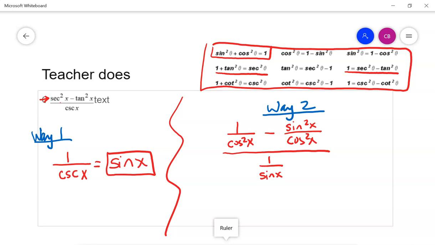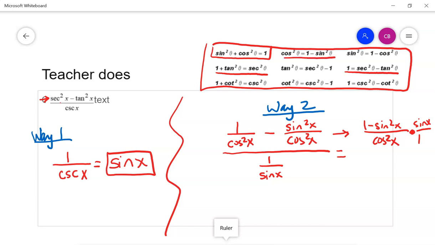And I know you might be thinking, ooh, this looks ugly. Well, if we look at the top, we can see that we have a common denominator. So I'll just write that as 1 minus sine squared x over cosine squared x. Now my denominator, I'm dividing by a fraction, so I'll multiply by the reciprocal of that. And when I look here, I can see, oh, 1 minus sine squared x is cosine squared x.